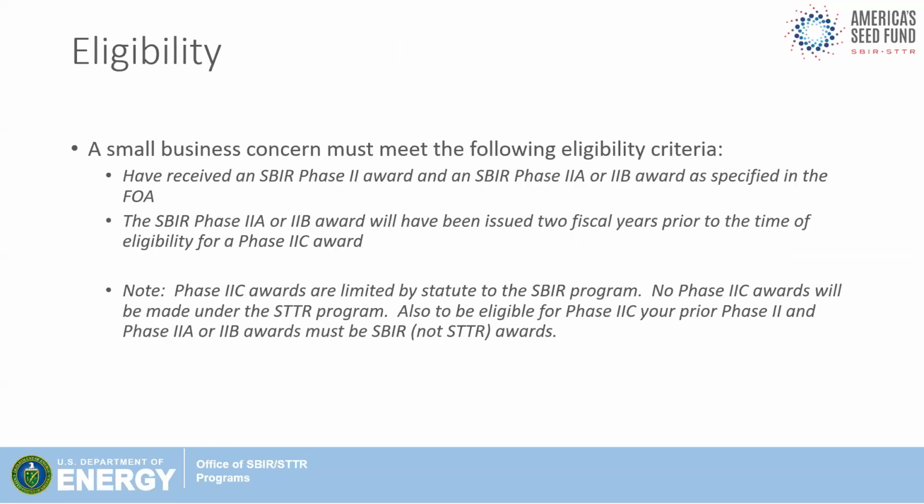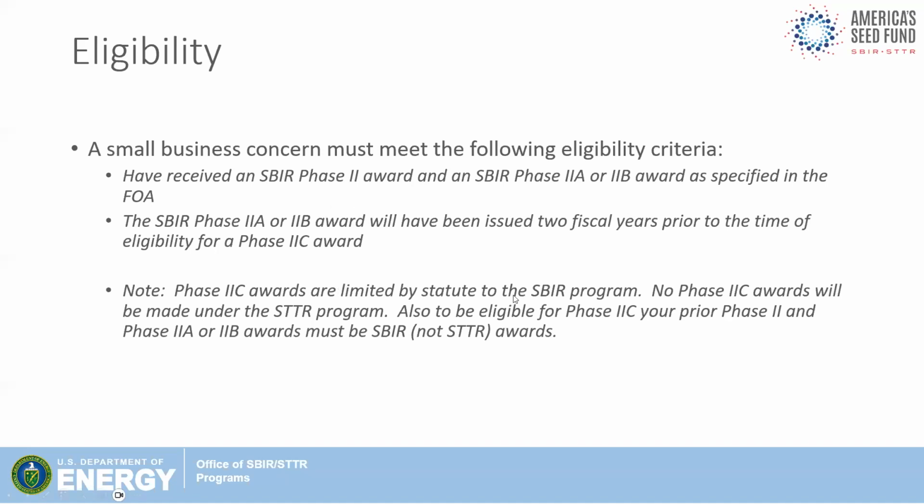Now, there are some major differences with the third phase 2. One is you have to have received a SBIR phase 2 award, and for DOE a second phase 2 award. So you have to have both. And as I mentioned at the beginning, we are only issuing the phase 2C award to come right after your 2A or 2B award. So you don't have an opportunity to apply for this a year or two in the future. If you're in the second year of your phase 2A or B award, that's the time you need to apply.